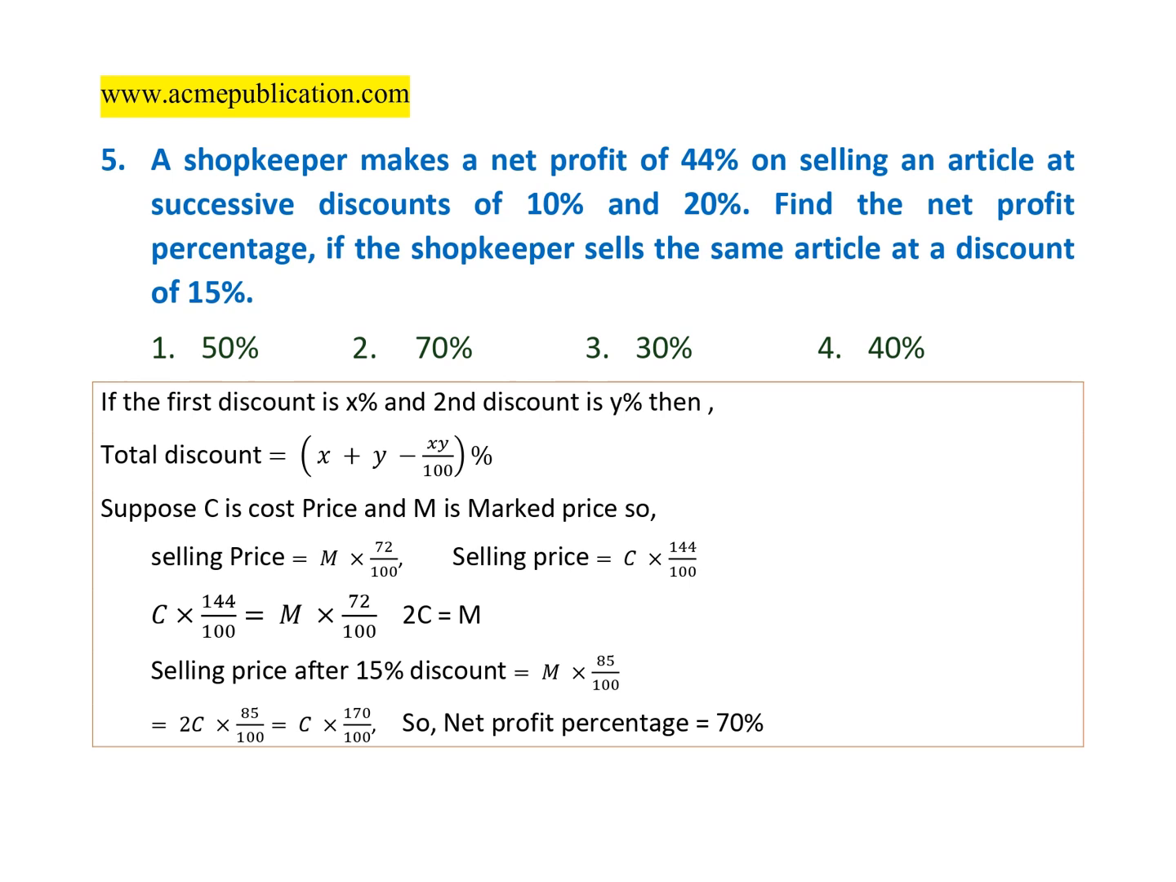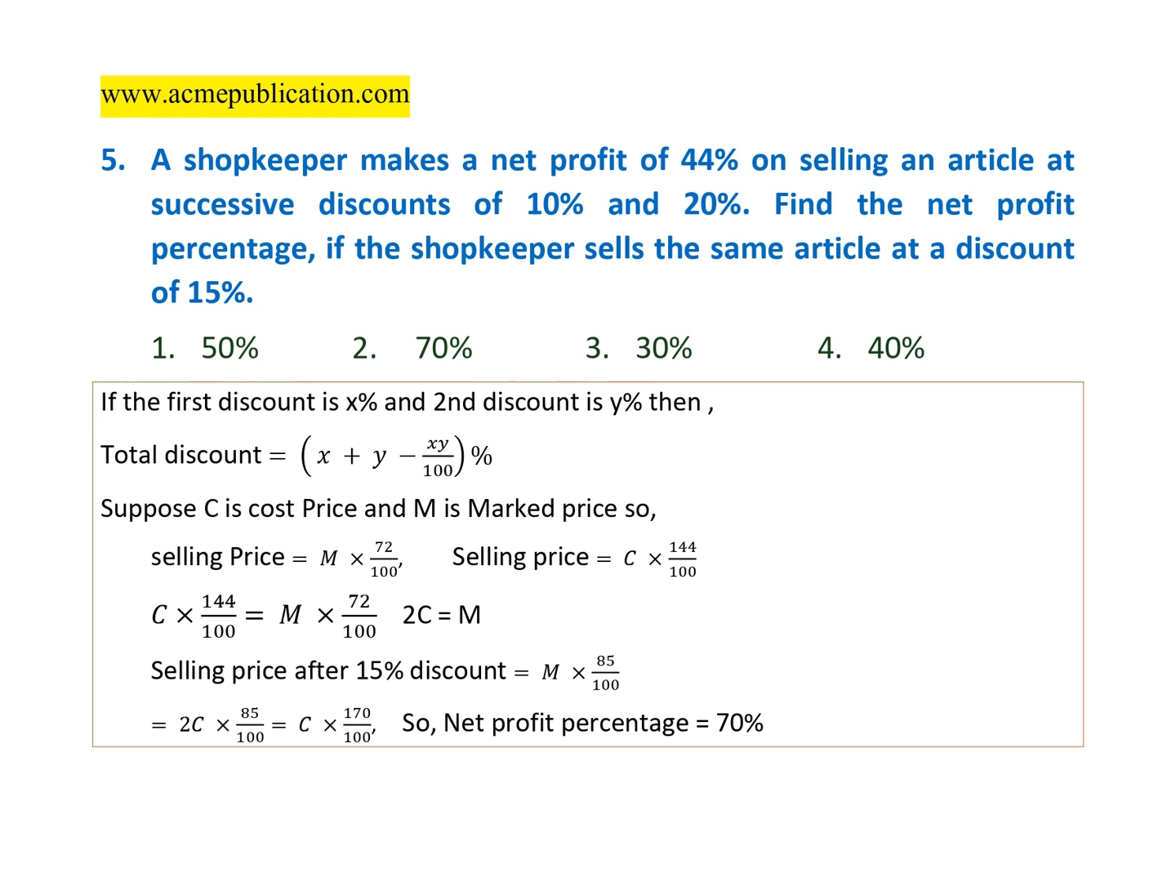Fifth question. A shopkeeper makes a net profit of 44% on selling an article at successive discounts of 10% and 20%. Find the net profit percentage if the shopkeeper sells the same article at a discount of 15%. So, if the first discount is x% and second discount is y%, then total discount is equal to (x plus y minus xy upon 100)%.